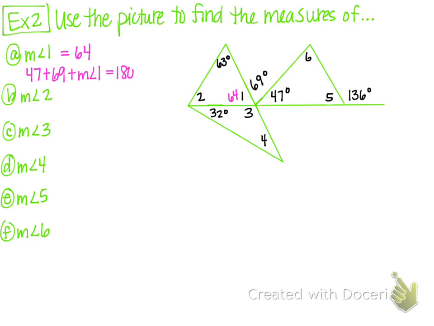So let's write that. So we have 63 plus 64 plus the measure of angle 2 is going to give me 180 degrees. So all you have to do is add 64 and 63, or 63 and 64, and subtract it from 180 degrees. And you get 53 degrees. So that's the measure of angle 2. I'm going to write it on my picture. I might need it, I might not.